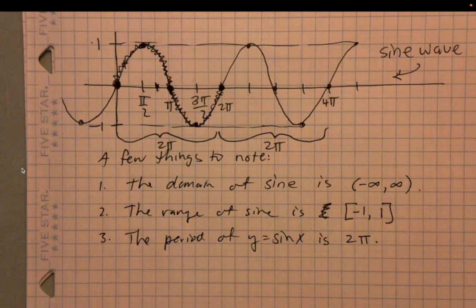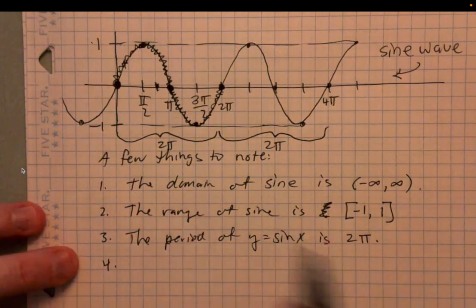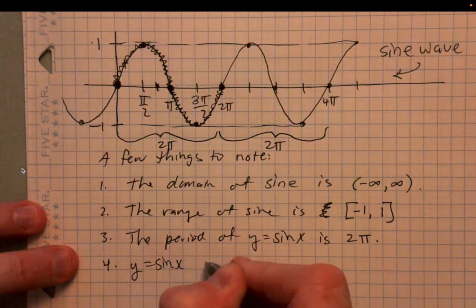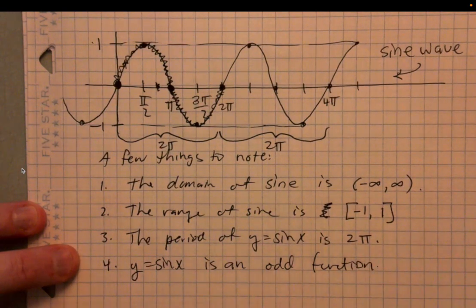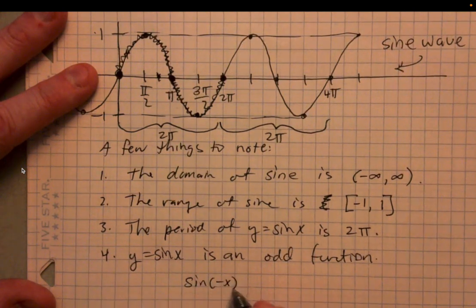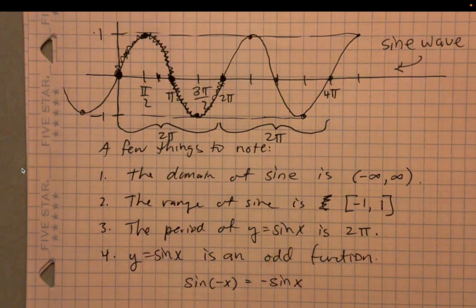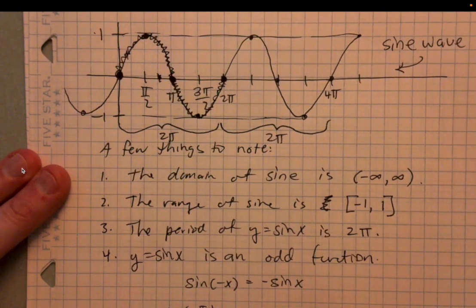Okay. All right, and then the last thing to notice here about the graph is that the sine function is an odd function. So y equals sine of x is an odd function. All right, it's an odd function. And what does that mean? Let's remind ourselves. It means that sine of -x is equal to negative sine of x. Okay, so for example, the sine of negative pi over 2 is equal to -1, which is equal to negative sine of pi over 2.